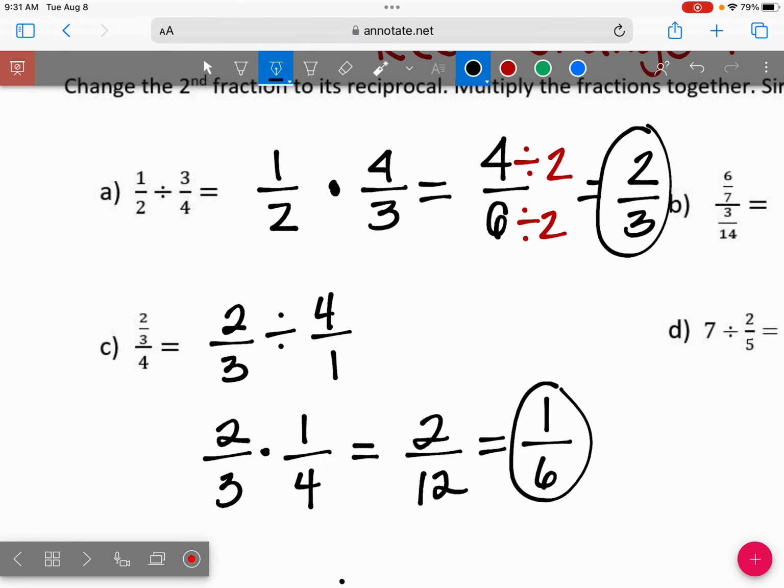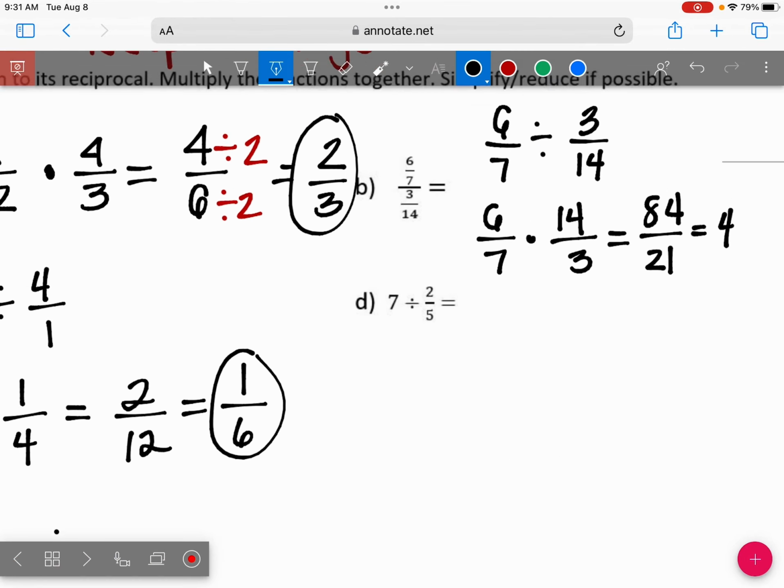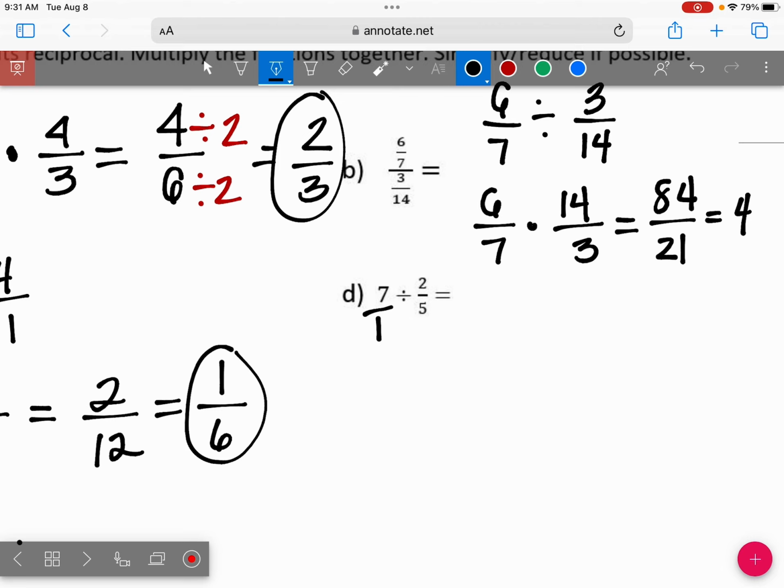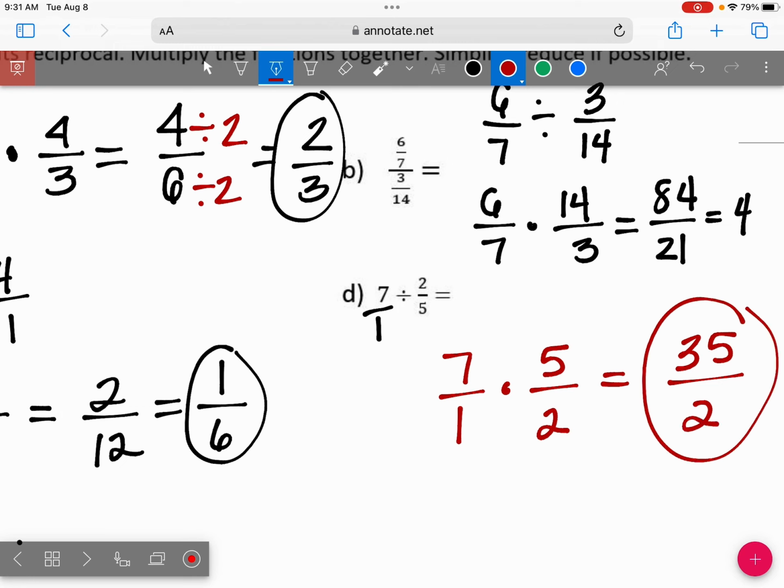All right, in our last question, I have 7/1. So I'm going to write that as 7/1. Keep, change, flip. And that would be 35/2.